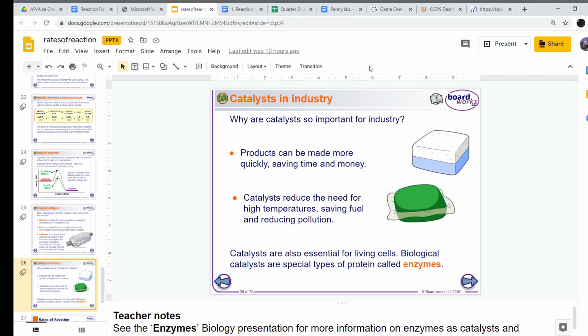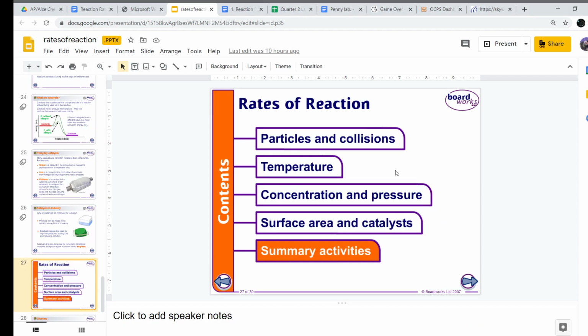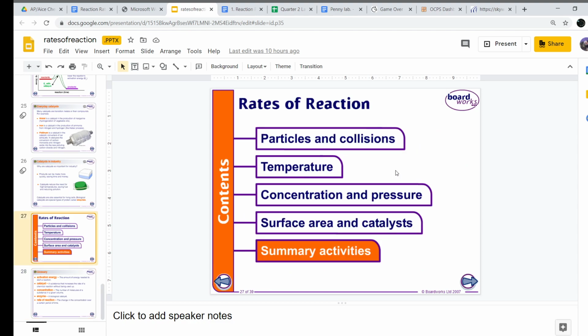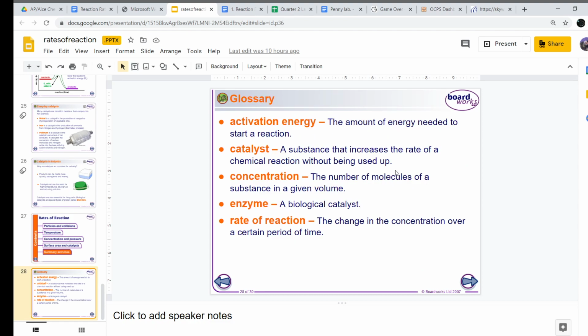Some words that you want to make sure you're good and clear with here are activation energy, catalyst, concentration, and in particular how that deals with not activation, but rates of reaction, enzyme, and then rate of reaction. All right, for now we're going to close off, and as always, stay lazy.